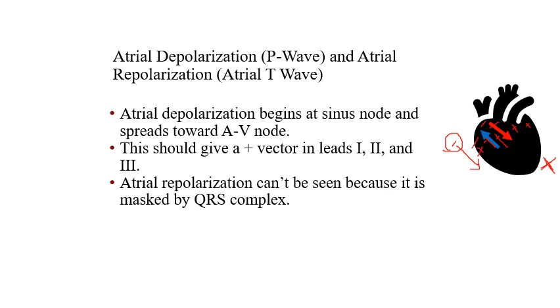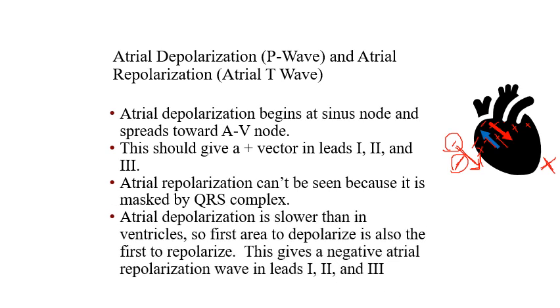So that means the vector is going to be negative and not positive. If the negative were going toward negative, that would be a positive vector. But because negative charges are going in the opposite direction, to the positive, it's going to be a negative vector and a negative deflection. So if it was seen, it's going to give us a negative repolarization wave in lead 1, 2, and 3.